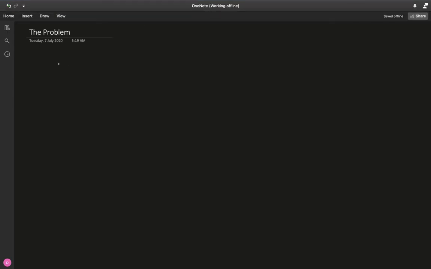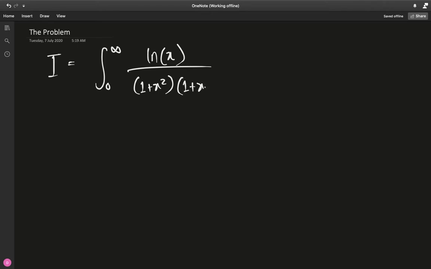Okay, so the real pain that we're going to be tackling in this video, let's call it I. It's defined as the integral from 0 to infinity of natural log of x over (1 plus x squared) times (1 plus x cubed) dx. And noticing the form of the integrand, if you're a true avid viewer of my channel, your inner gut feeling will tell you to use partial fraction decomposition, because the denominator is expressed as a product of two different factors.